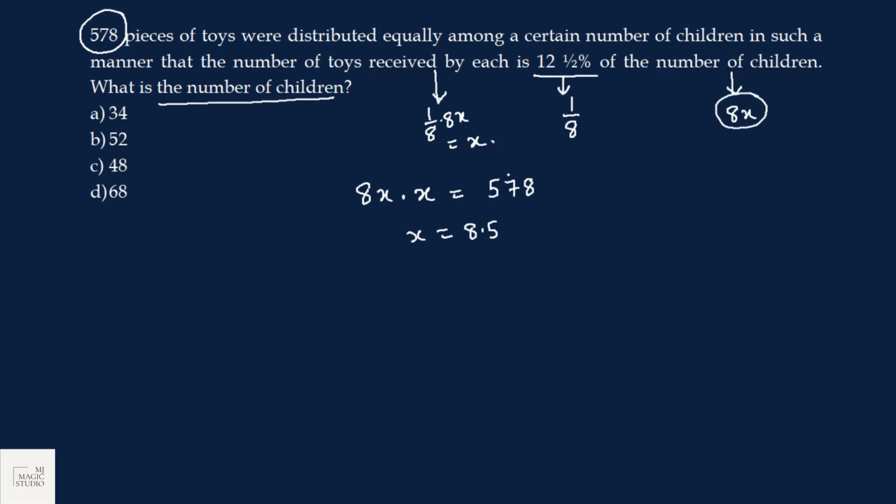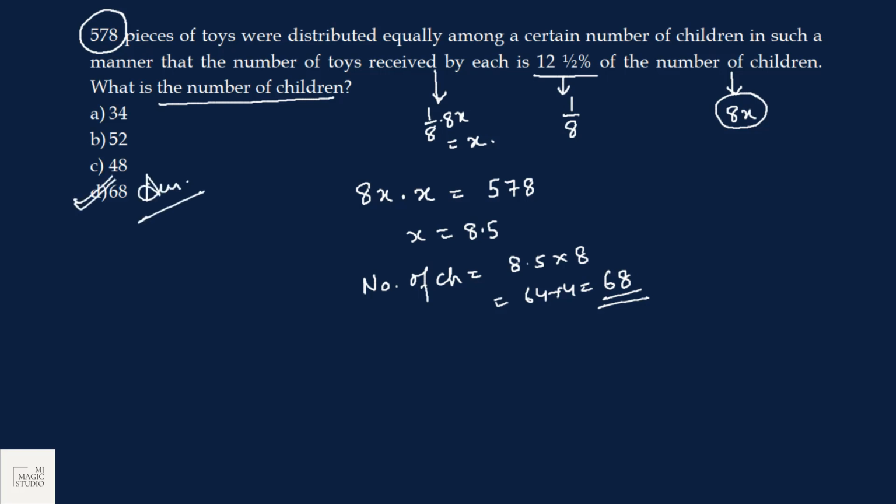Question is, what is the number of children? Number of children is 8x. So number of children equals 8.5 into 8. That is 64 plus 4, 68. Number of children we have are 68. That is in option D.